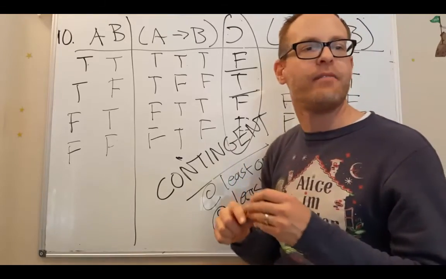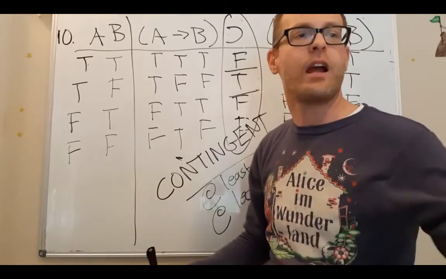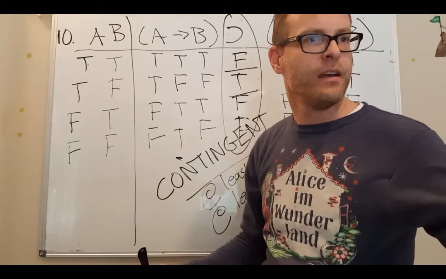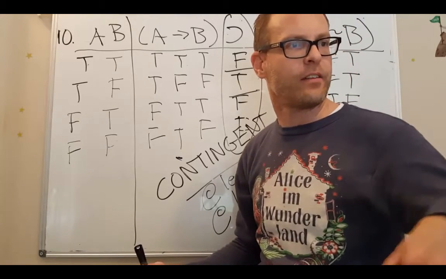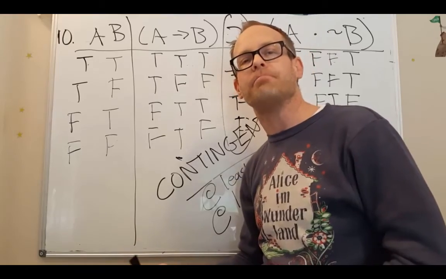We're going to skip 11 because it's more of the same, and I'd rather focus on the valid and invalid arguments section, 12 through 16.